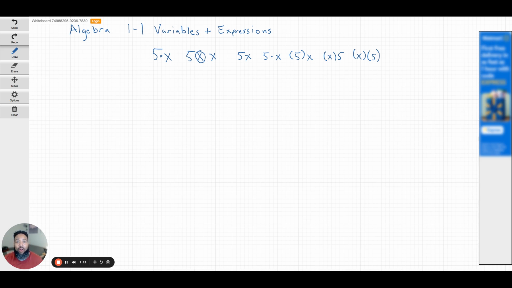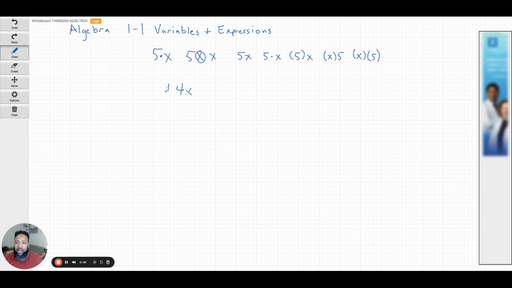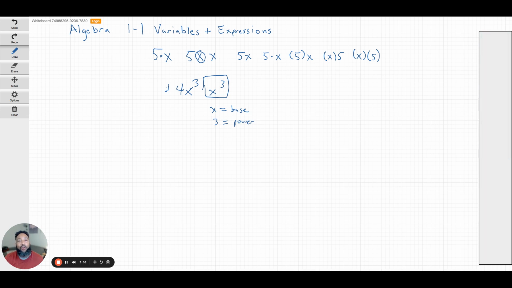So let's get into some more vocabulary. We talked about algebraic expressions, we talked about variables. So say, for instance, you have 4x to the third. So say you're looking at x to the third. This is what you would call an exponent. So an exponent consists of a base. So the base is x. And it also consists of a power, which is 3. So basically you have the base x raised to the power of 3.